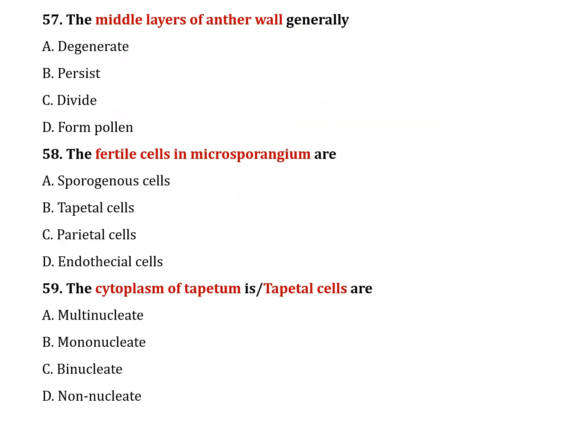The next question, number 57. The middle layer of the anther wall generally: option A, degenerates; option B, persists; option C, divides; option D, forms pollen. Correct answer is option A, degenerates.